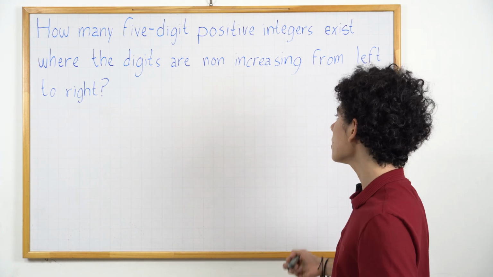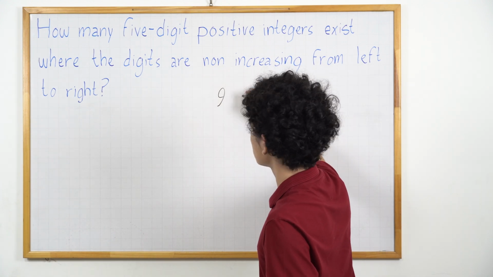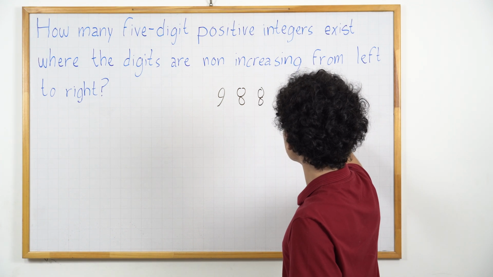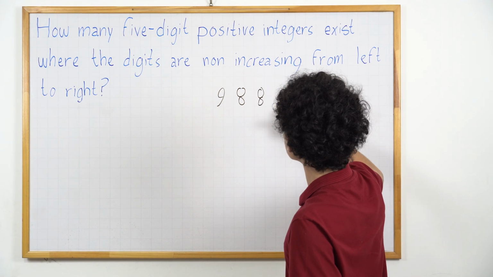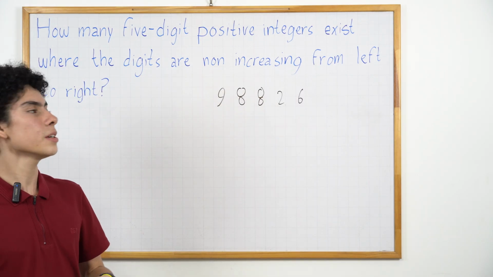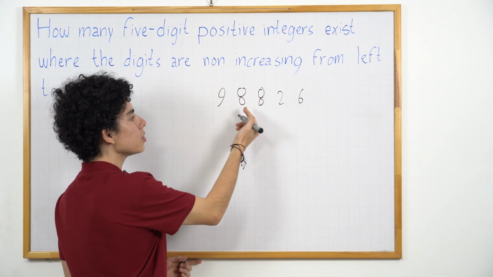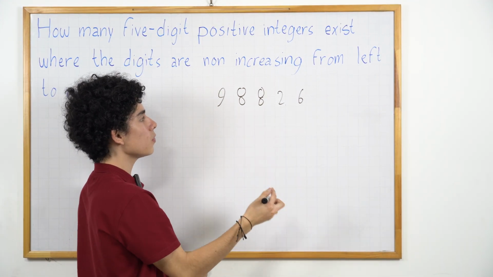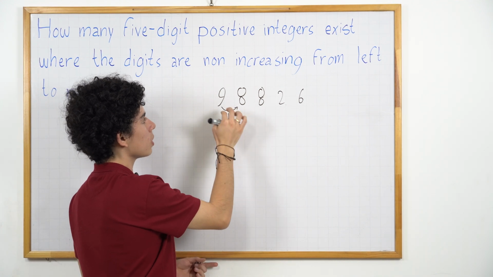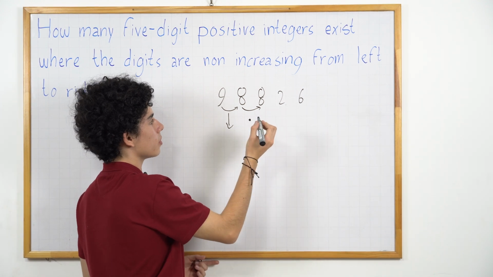What does that mean? Let's take, for example, a 5-digit positive integer like 9, 8, 8, 2, and then 6. So this number over here is increasing. But why? Well, if you take every single relationship between two consecutive digits, for example, from 9 to 8, this is a decrease because you're decreasing the number. Then here, you're not doing anything.